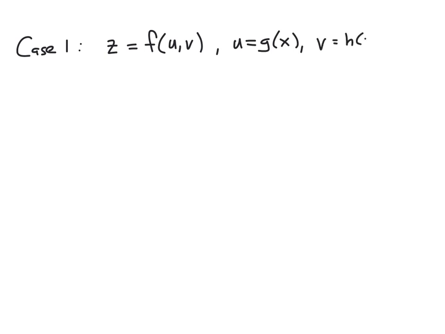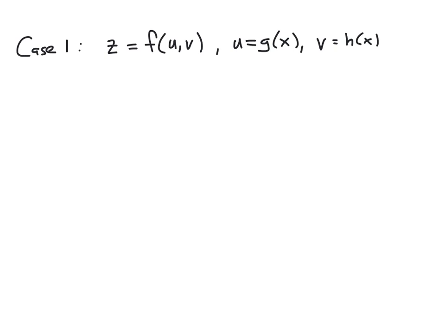So our first case to consider for the chain rule is the following. We're going to have a z as a function of two variables. I'm going to call them u and v. And each of u and v are going to be functions of a single variable x. So I'm going to say that u is g of x and v is h of x. So the generalization part in this case is just looking at the function z. That's going to be a function of two variables, but u and v are both functions of one variable.